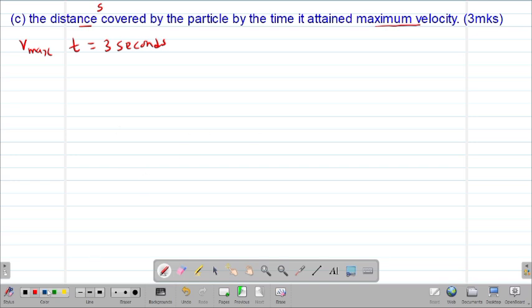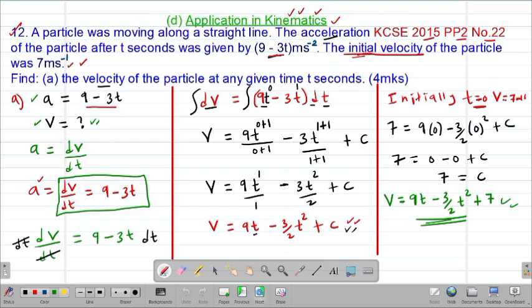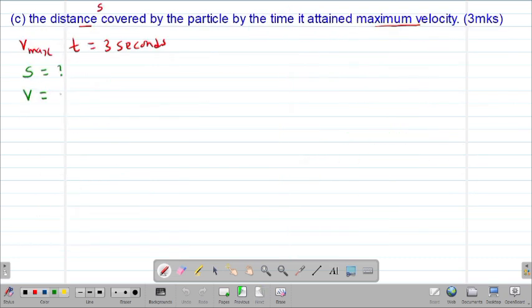Therefore, we're going to have the following. So remember, they want us to get s. So to get s, we shall need a formula connecting s and v, because remember, we already have the equation for v, which was 9t minus 3 over 2 t squared, then of course plus 7. Now we want an equation for the displacement of this particular particle, or simply the distance or the height of this particle.